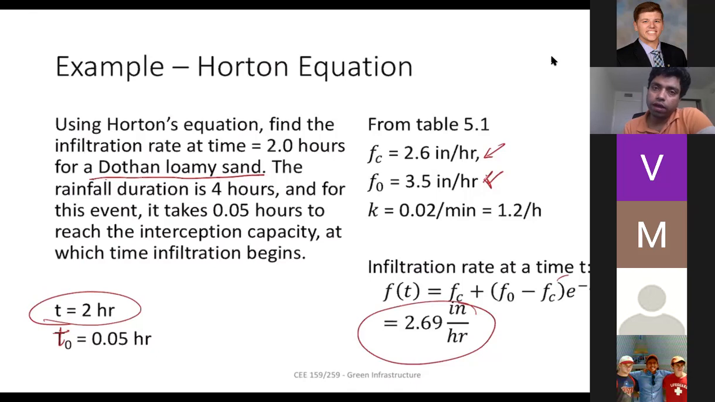The only way to verify whether you have a correct answer or not is to check what the F0 number is. F0 means the initial infiltration, which is 3.5. It has to be smaller than that number, and it has to be greater than the steady state infiltration rate. For instance, here the steady state infiltration rate is 2.6, and the one you got after 2 hours is almost near that number. So that means within the next 1 hour or so, it will become steady state.